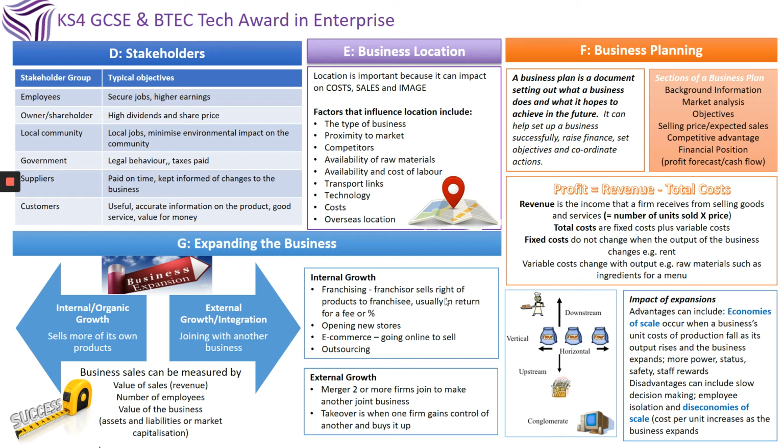Moving on from that, what we start to look at is our profit equals revenue minus total costs. So that just gives us an idea of something we need to look at within the final financial section. Okay, and then if we move down, what we've got in the far right hand corner is impact of expansions. Okay, why is it important to expand? Okay, it talks about economies of scale, diseconomies of scale. So you really need to know the difference between economies of scale and diseconomies of scales.